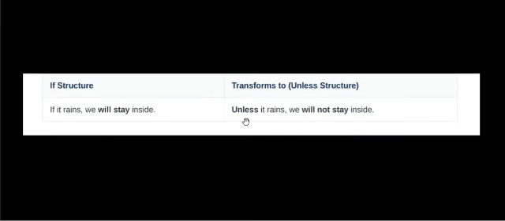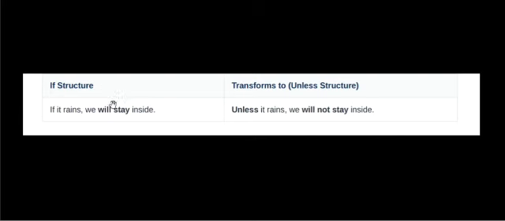The last example is here. It is saying, if it rains, we will stay inside. You can pause the video and try this out on your own and see if you're able to understand using the strategy and those steps that I showed you. So let us do it together. If it rains, we will stay inside. Now we start with what? Unless.